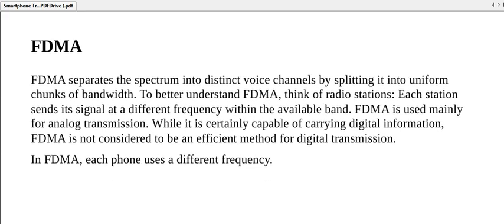FDMA separates the spectrum into distinct voice channels by splitting it into uniform chunks of bandwidth. To better understand FDMA, think of radio stations. Each station sends its signal at a different frequency within the available band.